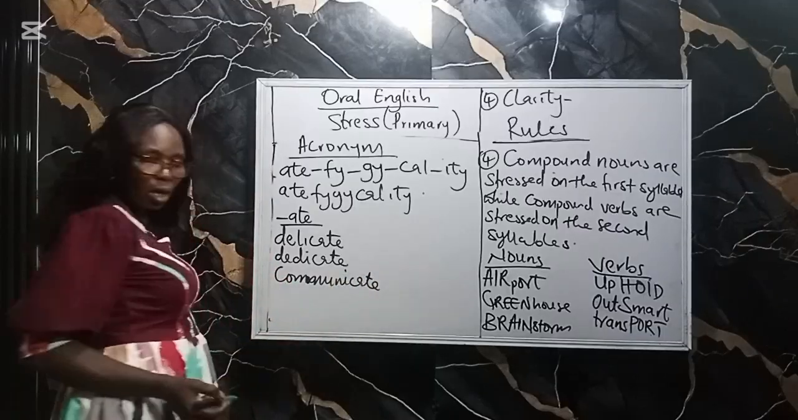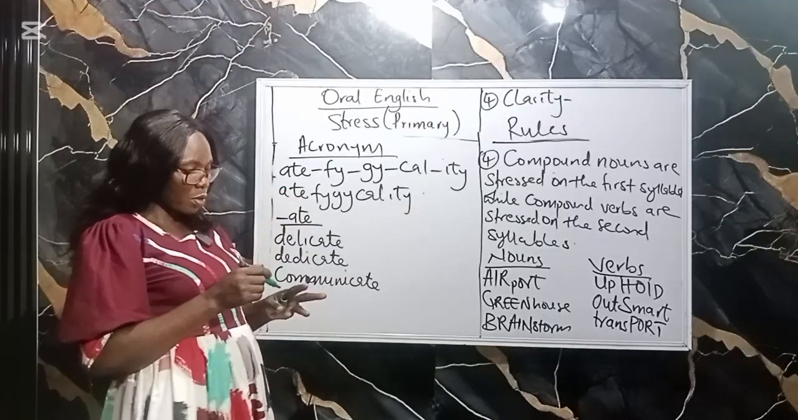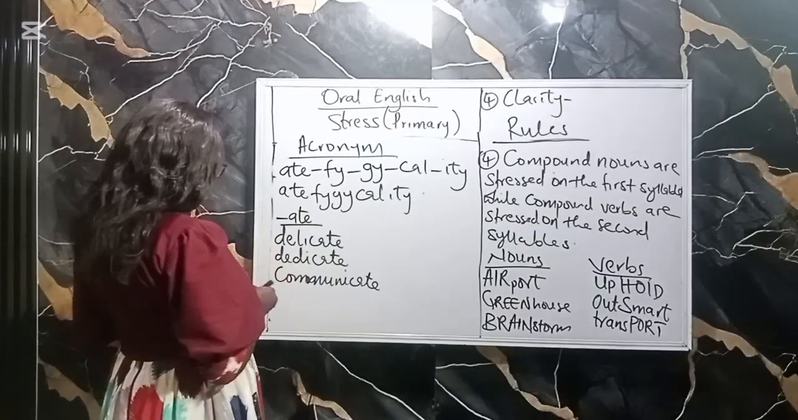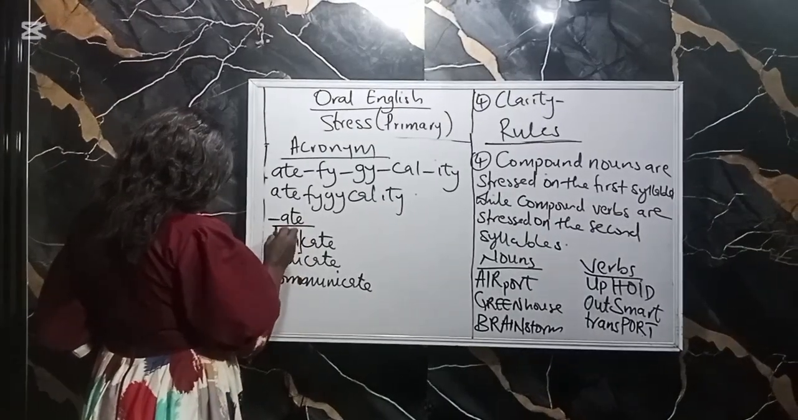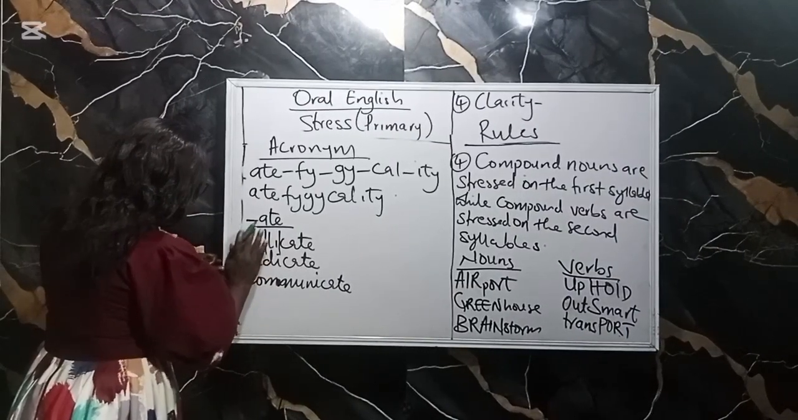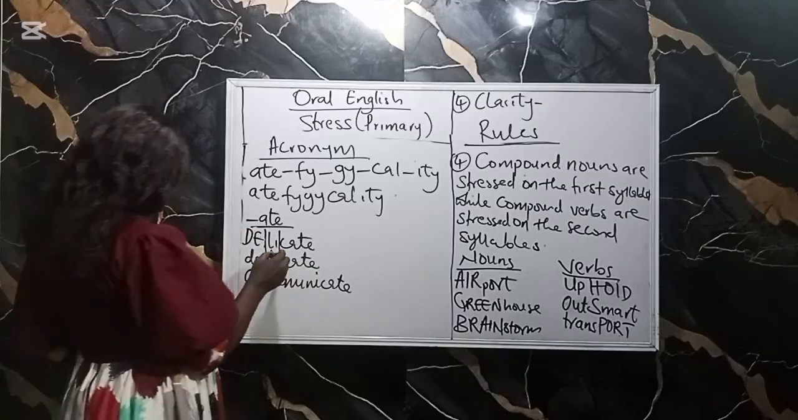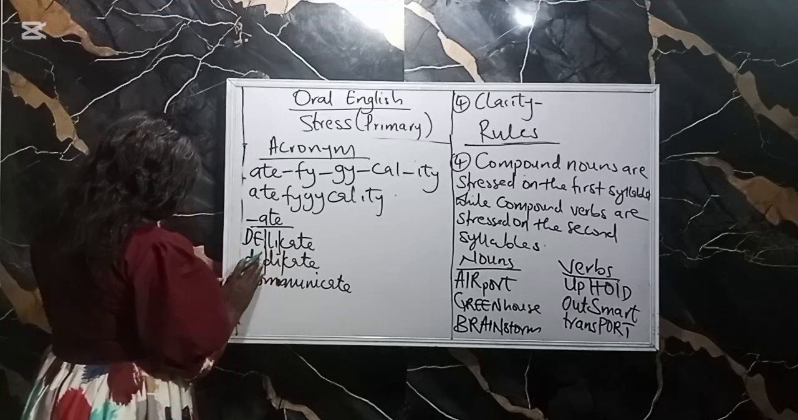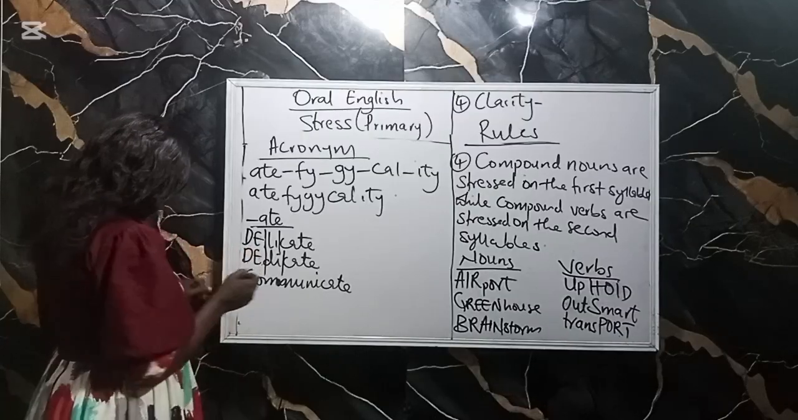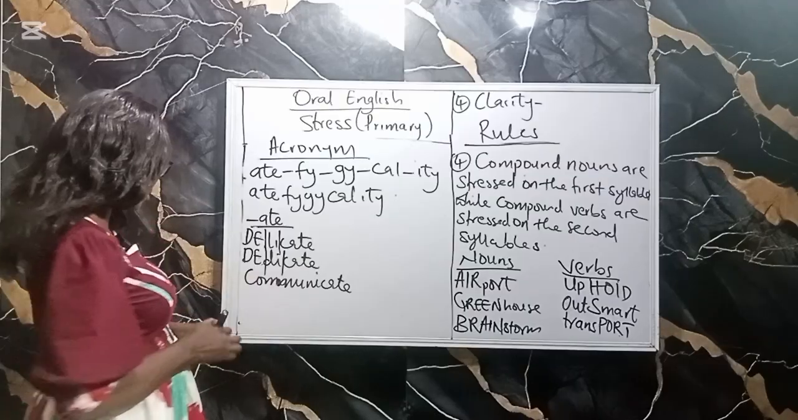Okay, communicate. Now we said you count 3 syllables from the back. We have this. That means it's this one that will be stressed. Let's put it in capital letter. Then the same thing with this. Put this one in capital letter. Remember the meaning of capital letter: the stressed syllable.